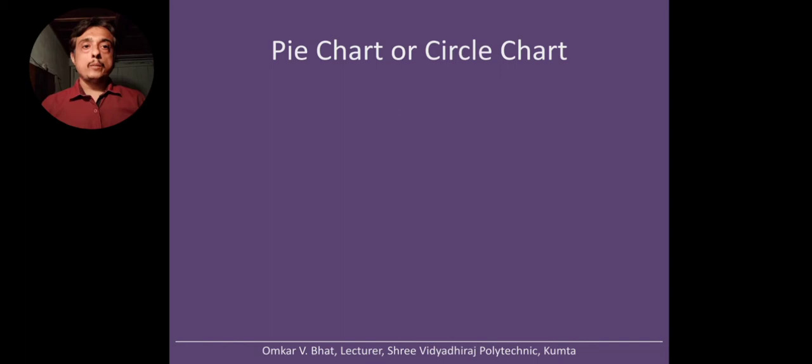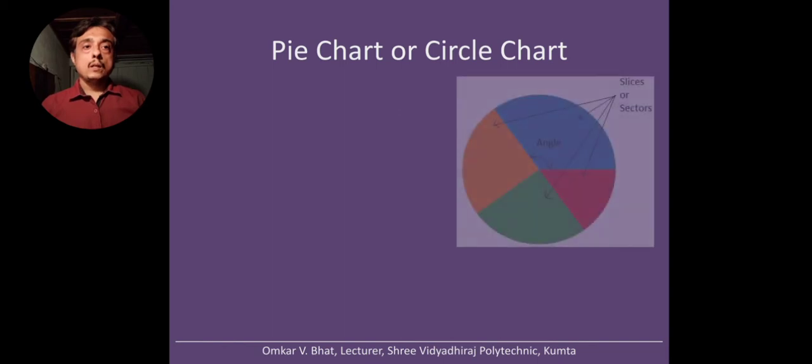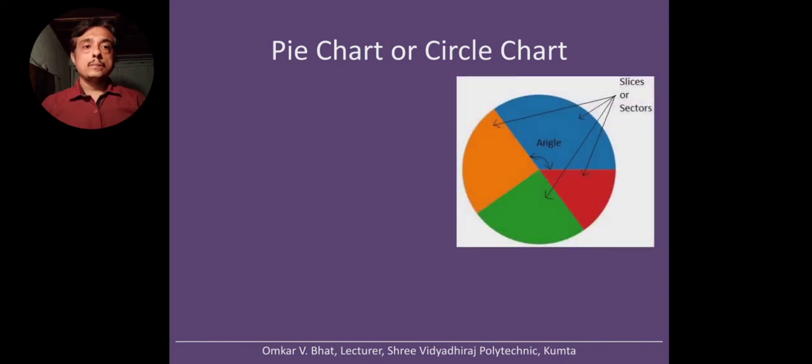So first, let me show you a pie chart. So this is pie chart. You can see it is a circular graph. So pie chart is a circular graph. And the circle is divided into different sectors or slices. So in that figure there are 4 different slices. Each slice is shown with a different color and each slice has different angle.